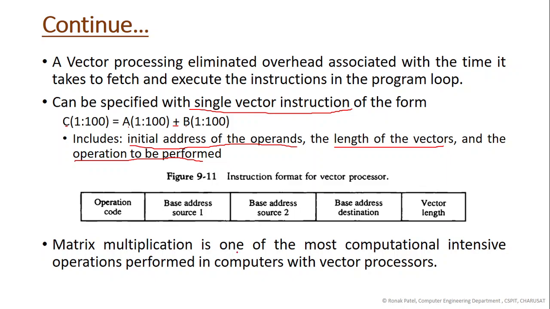Now, matrix multiplication is one of the most computation-intensive operations performed in computers with vector processors, right? Because in a matrix we have multiple vectors, and anything you can see is in terms of matrix only. Even behind an image, what is there? A matrix, right?